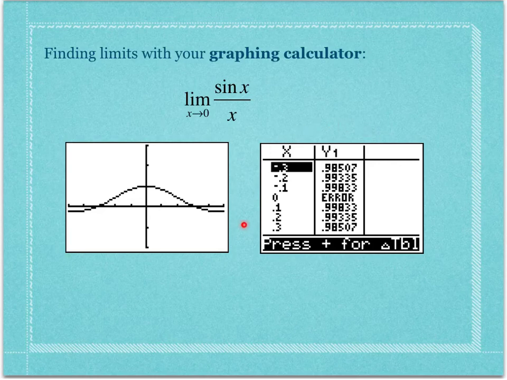Also, to verify this, you might want to look at your table. Notice I went to my table set, and I just had the delta table, or the change in the table, only go up by 0.1. So I could see right around 0 what's happening. Certainly at 0 there's an error, but if I look at the values right around 0, a little bit to the left and a little bit to the right, clearly we can see that our limit in this case is actually going to be 1. So this is kind of a handy one to memorize. It might show up later on in this unit with some problems that we look at.